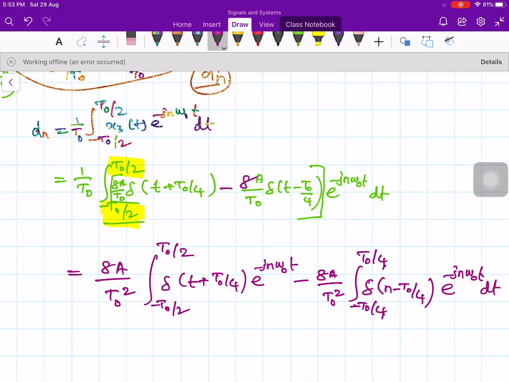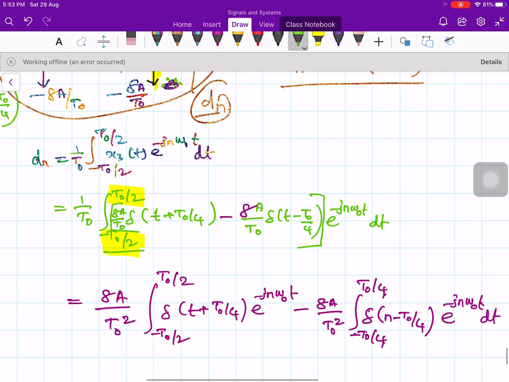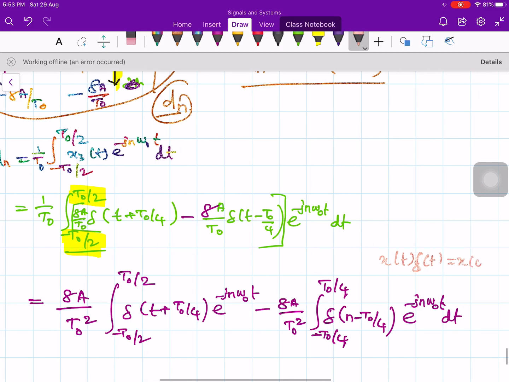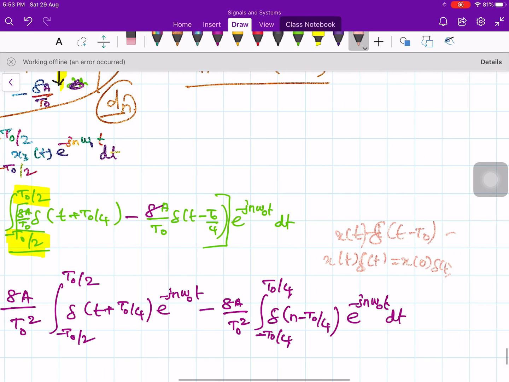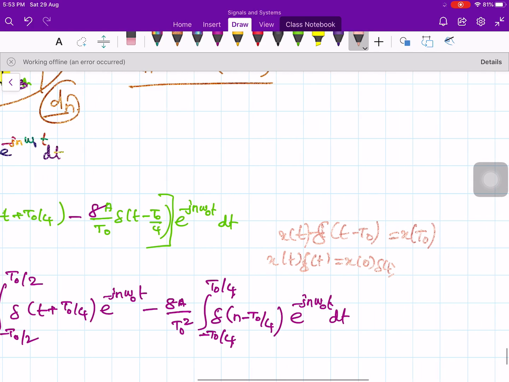Now we know the result. What is that result? Whenever you have a function like x of t times del of t, that is equal to x of 0 times del of t. Recall that property, the time shifting property. So x of t times del of t minus t naught is equal to x of capital T naught times del of t minus t naught. Recall this property.